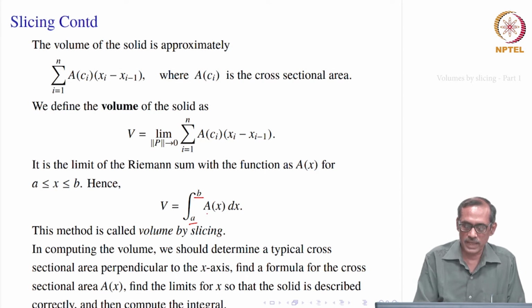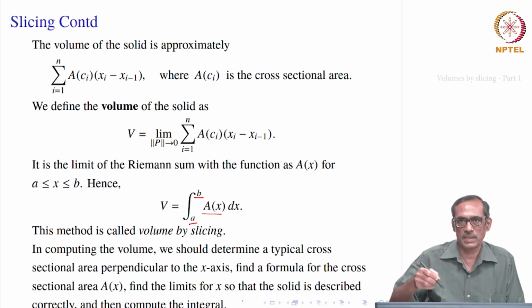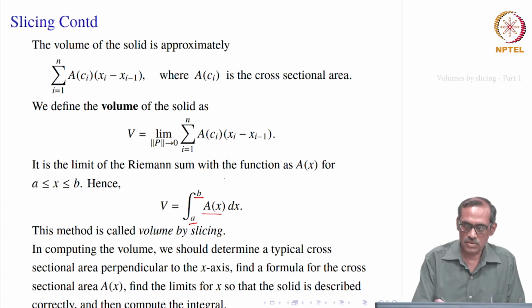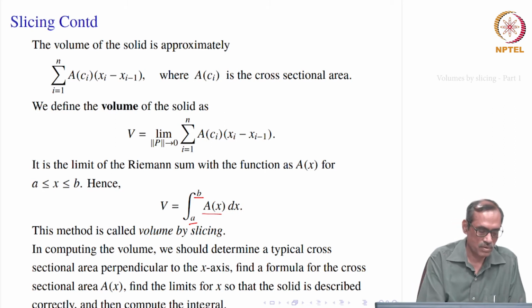Then we go for finding the cross sectional area. At any point x, we should be able to express that slice or the cross sectional area as a function of x, and then this should be integrable. The integral from a to b of A of x dx should be integrable, and that definite integral will be called the volume. So, let us see how it proceeds.